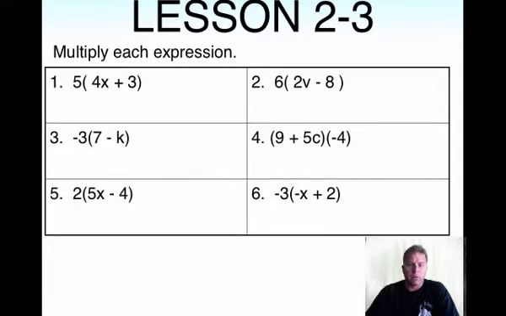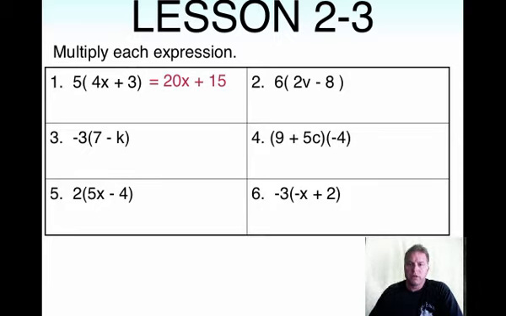Okay, number 1, 5 times the quantity 4x plus 3. Remember, you're multiplying each term by 5. So whatever's on the inside gets multiplied by what's on the outside. So we're going 5 times 4x and 5 times a positive 3. Please remember, you want to look at the signs in front of each term. So 5 times 4x, so if you have 5 sets of 4x, you have 20x. And 5 times 3 is 15.